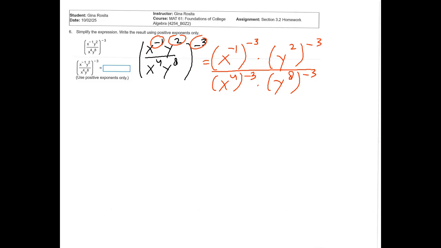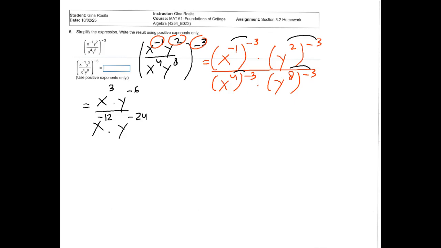x, negative 1 times negative 3, the answer is 3. Then 2 times negative 3 is negative 6, so y to the negative 6, over 4 times negative 3, which is negative 12. So x becomes negative 12, and y, 8 times negative 3, becomes y to the negative 24. Okay, so now we're going to look at the x with the x side.